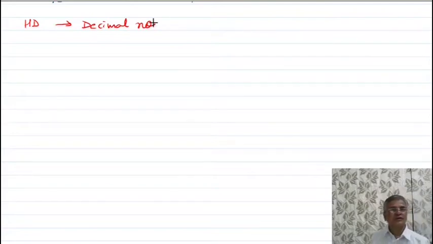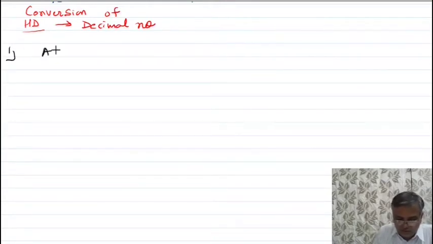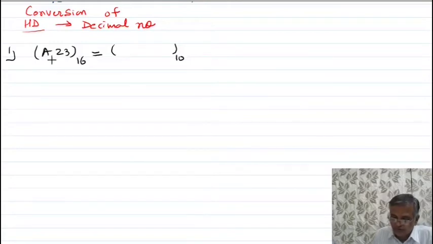I want to convert a hexadecimal number into a decimal number. The title is conversion of hexadecimal number into decimal number. Suppose somebody is asking you, convert A23 hexadecimal number into decimal number. I want to know what is the decimal equivalent of A23.